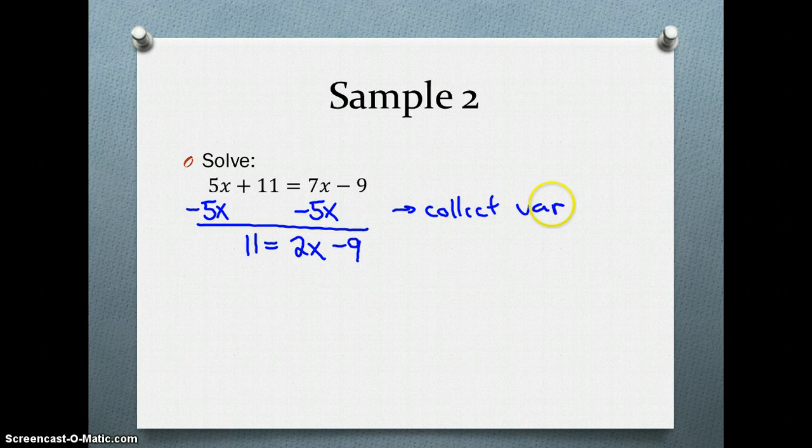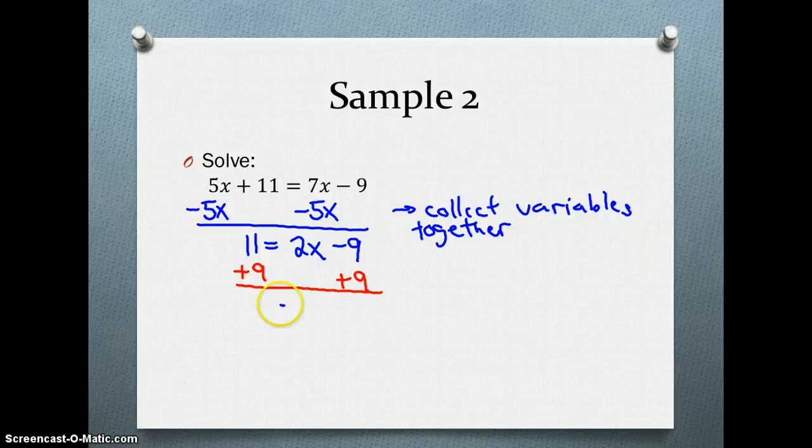Collect the variables together. And in subtraction, a negative is the inverse of a positive. Basic sense there. Now this becomes like our first example. We have 2x minus 9. The inverse of subtracting 9 is adding 9. Negative 9 plus 9 is 0. Those cancel out. That leaves us with just 2x like we want on the right side there. And 11 plus 9 is 20.